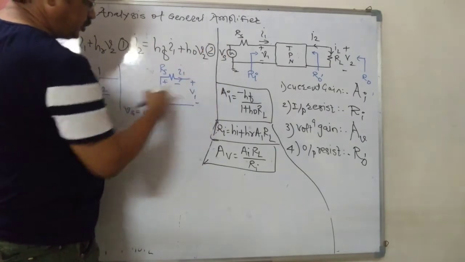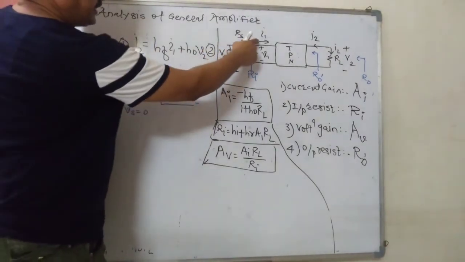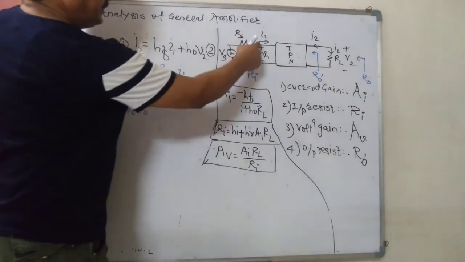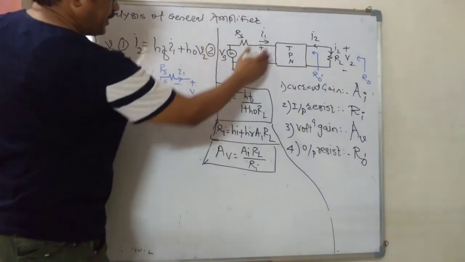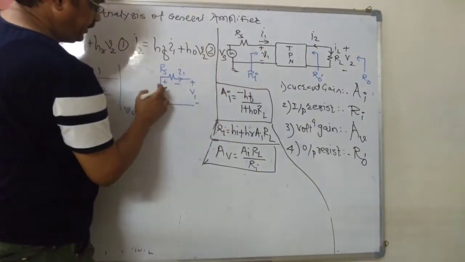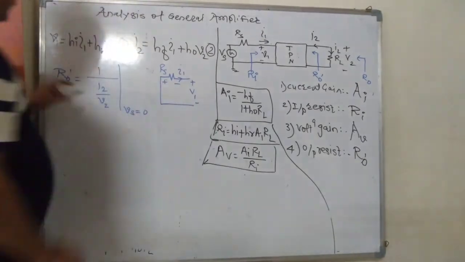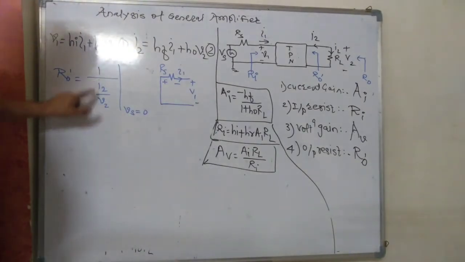This is 0, so I have shorted this part. This is current I1, this is RSC, and this voltage is V1. I have drawn only this much of the part by putting Vs 0. Right? So for I2 by V2, we have the equation of I2 here.